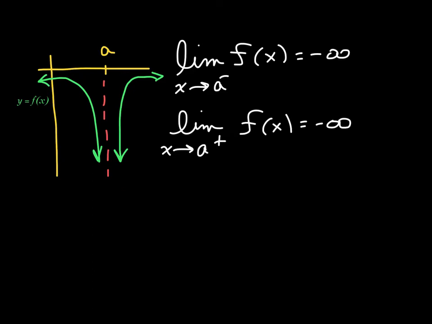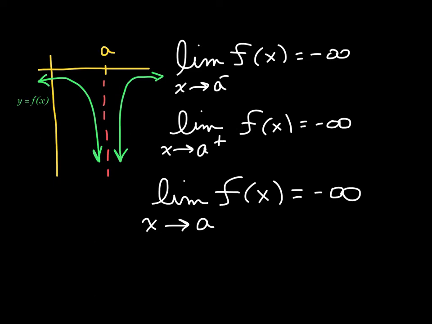However, we can describe what is happening to the function values by saying that they are decreasing without bound on both sides. And because it's negative infinity on both sides, I can say that the limit of this function as x approaches a is negative infinity because both of these agree. They are in agreement on both sides of a. So therefore, the two-sided limit is going to be negative infinity.